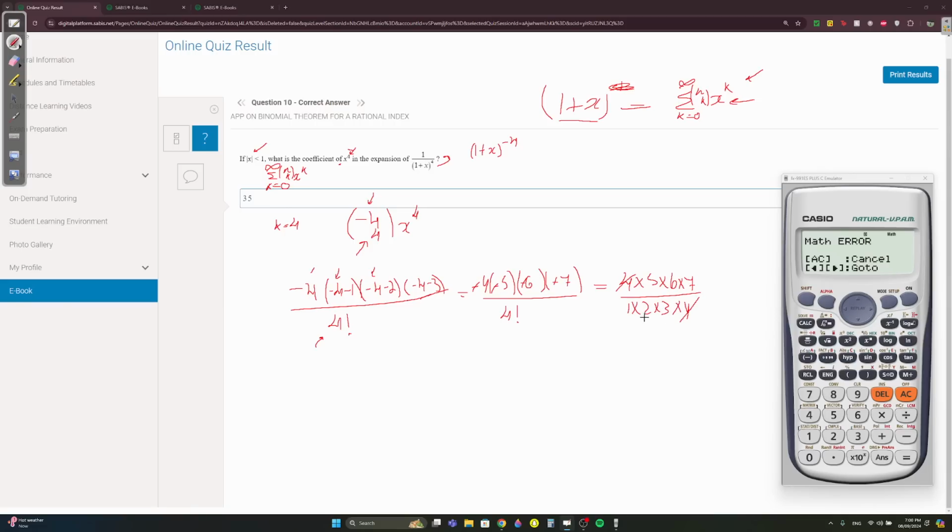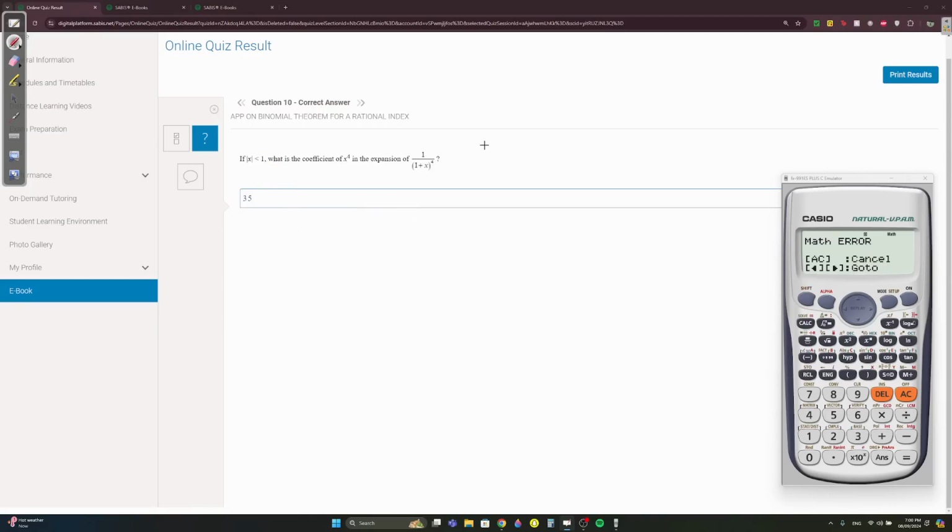4 with 4. 2 times 3 is 6, so 6 with 6. You're going to be left with 1 in the denominator. So your answer is 5 times 7, 35. Okay? Was it a confusing question? 100% yes. How do I explain it one more time in an easier way?